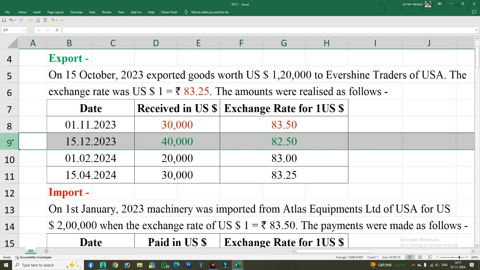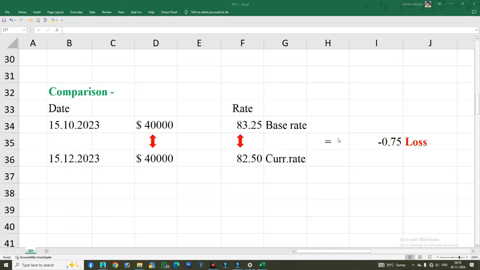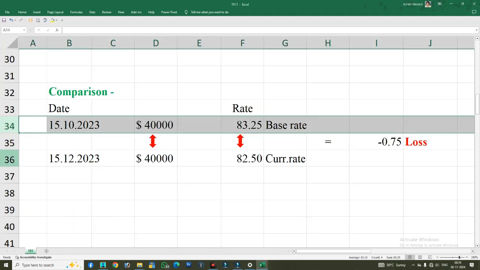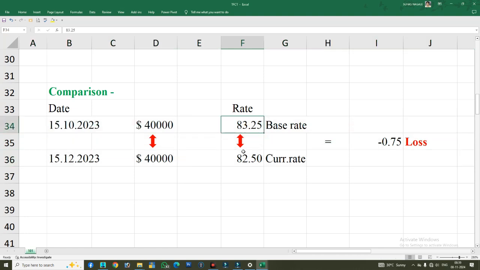First question: export or import? This is an export transaction. Next question: receipt or payment? This is a receipt. And third question: whether profit or loss? Same as the previous transaction. Again we have to compare the base rate and the current transaction rate. Base rate is 83.25, same as previous, and the current transaction rate is 82.50.